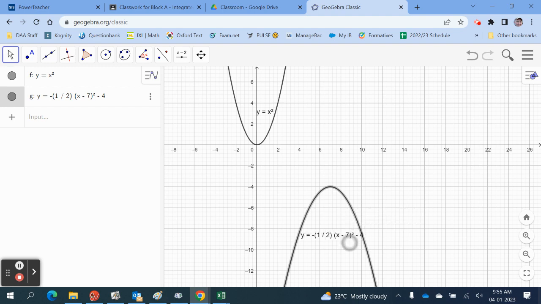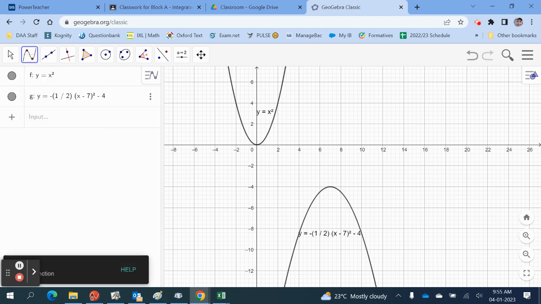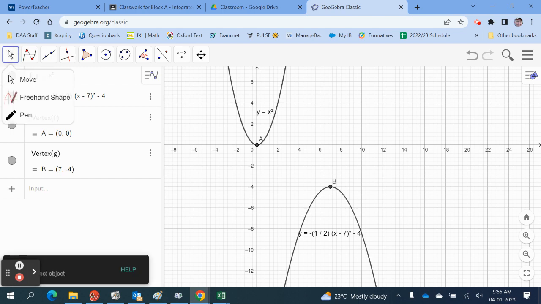Now what's interesting when we're making these transformations in vertex form is how the vertex moves. So the vertex goes from 0, 0 to h, k. We can show the vertex in GeoGebra if we select here the tools for points. We choose extreme point, and then we select each of the graphs, and it will plot the extreme point. We can then select the move tool again, which allows us to select things.